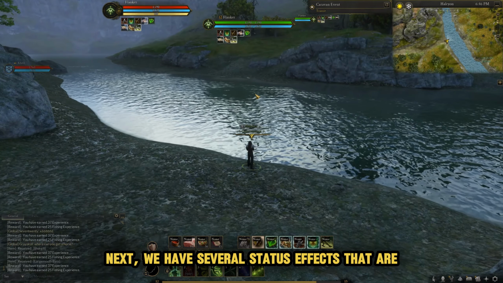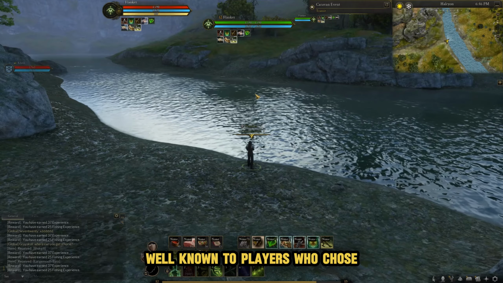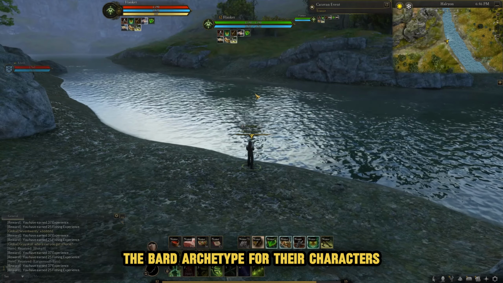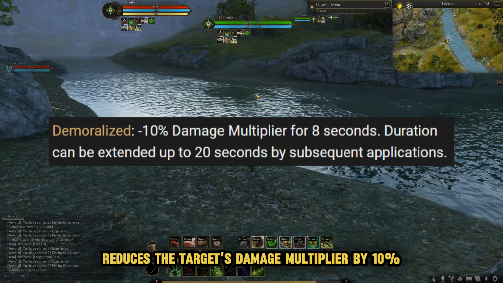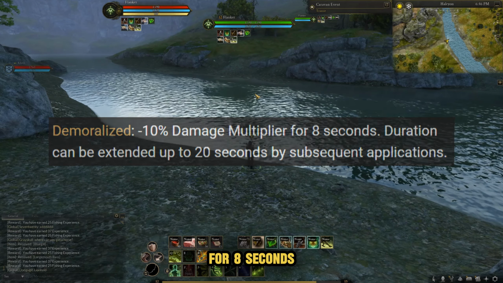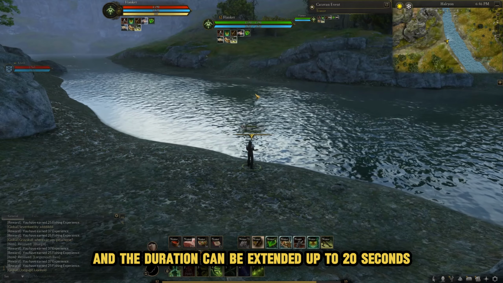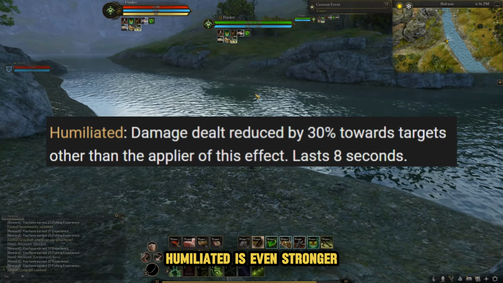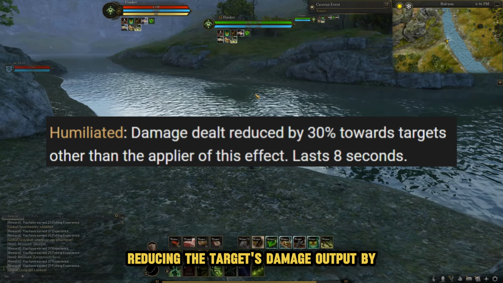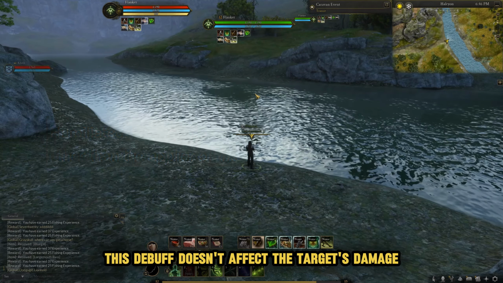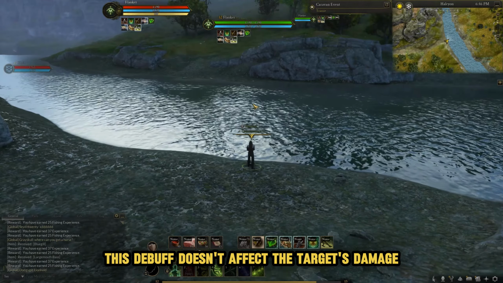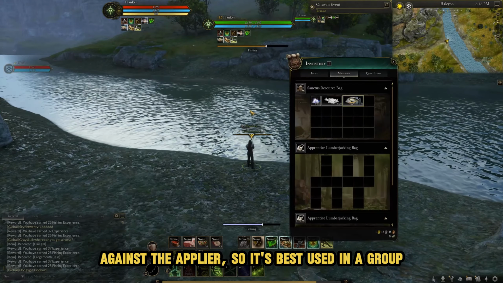Next, we have several status effects that are well known to players who chose the Bard archetype for their characters. Demoralized debuff reduces the target's damage multiplier by 10% for 8 seconds, and the duration can be extended up to 20 seconds. Humiliated is even stronger, reducing the target's damage output by 30% for 8 seconds. However, this debuff doesn't affect the target's damage against the applier, so it's best used in a group.